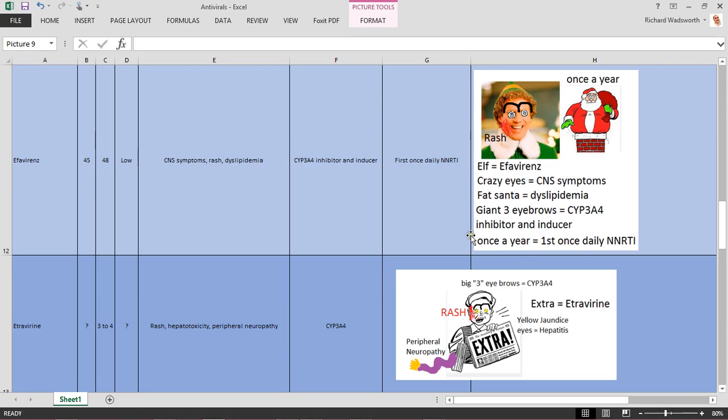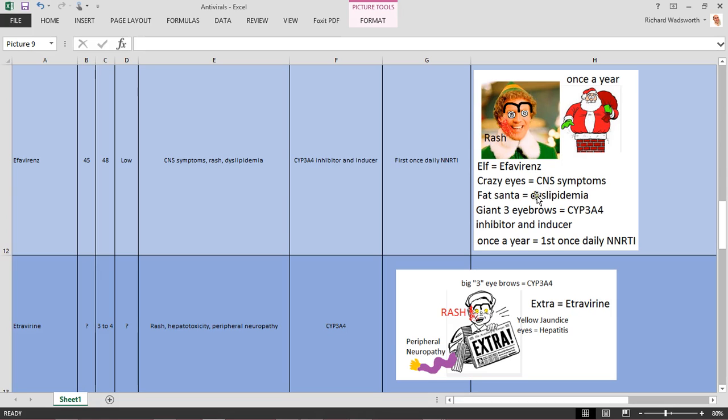And low CNS penetration. But there are CNS symptoms. That's why he's got the crazy googly eyes, because he's got central nervous system symptoms. Also a rash. That's why he's got the rash. And dyslipidemia. I was trying to think, okay, lipidemia, lipid, fat. So here's lipid, fat. Just when you think of this one, remember the fat, think of lipid, Santa Claus going down the chimney.